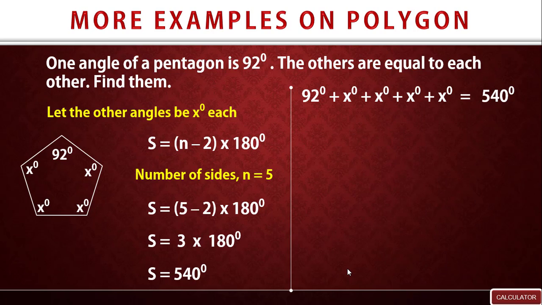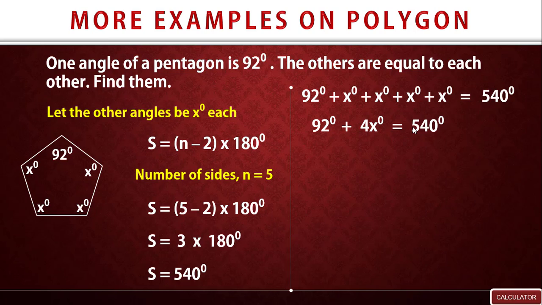Okay, now the next thing to do is to collect like terms. Collecting like terms at the left hand side, we have s degrees, s degrees, s degrees, s degrees. So that means we can take those together. S means 1s, so it's just like saying 1s plus 1s plus 1s plus 1s. So that will give 4s. So we now have 92 degrees plus 4s degrees equals 540 degrees.